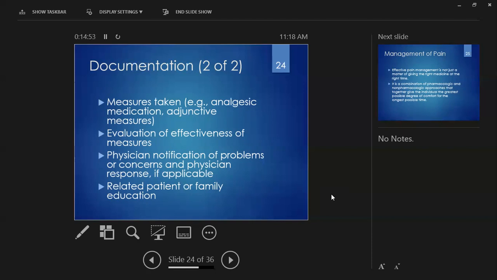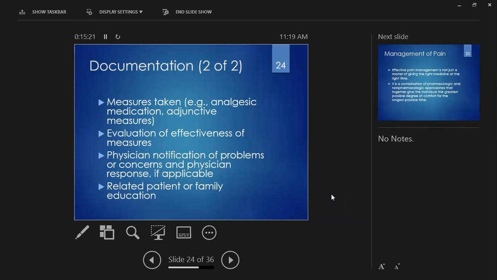When we're assessing pain, we need to remember the acronym. It's an alphabetic acronym, OPQRST. O stands for onset. When did the pain start? P stands for provocation or precipitating factors. What caused the pain? Q stands for quality. Tell me about your pain. How often does it happen? Is it aching? Is it stabbing?